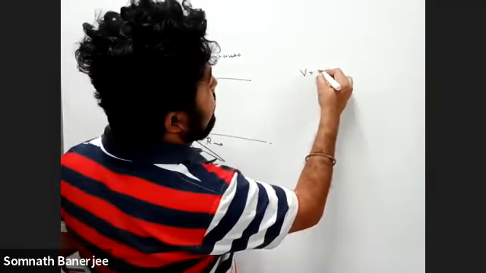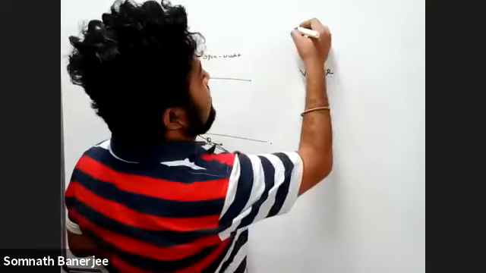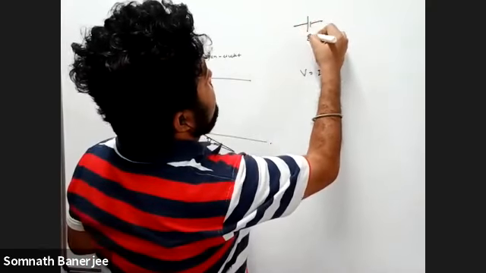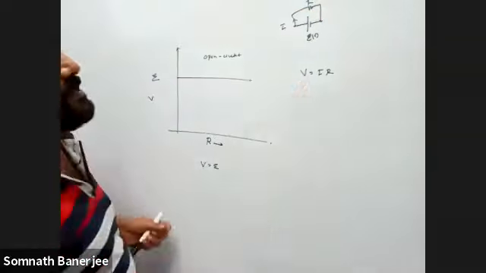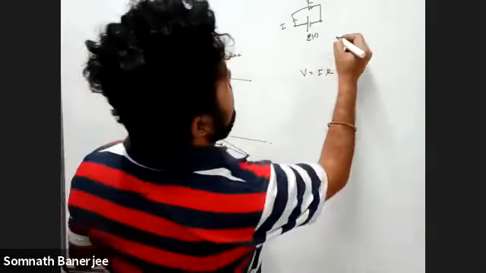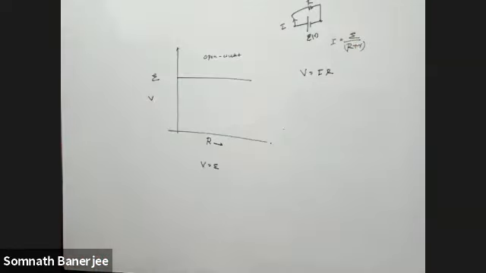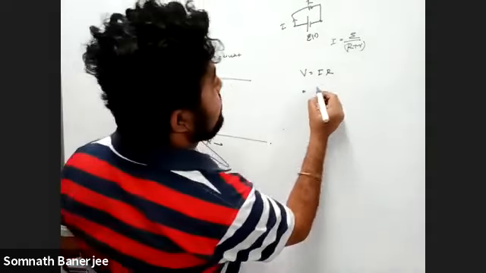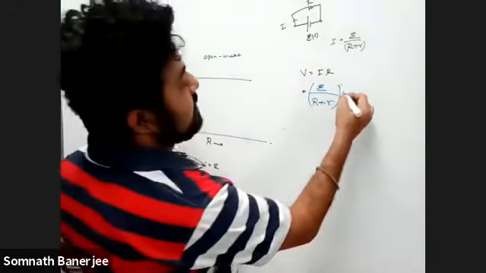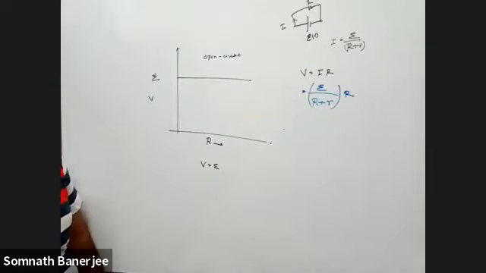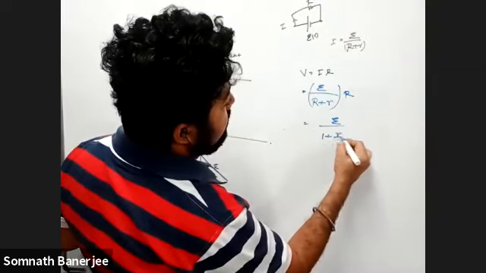Now, V equals IR, where R means external resistance. You have a cell with internal resistance r, and if you connect it with an external resistance, current will flow. So V is current into external resistance. What is the current? Current is the EMF divided by total resistance, which is the external resistance plus internal resistance. So if you want to draw a graph on that basis, you can write V equals EMF times R by (R plus r).